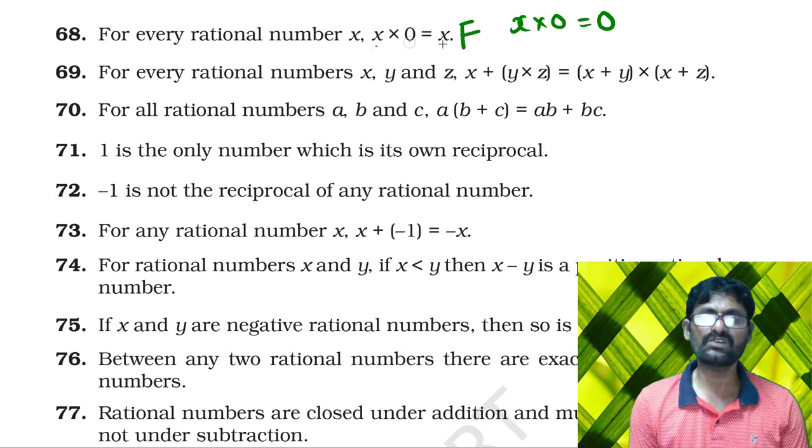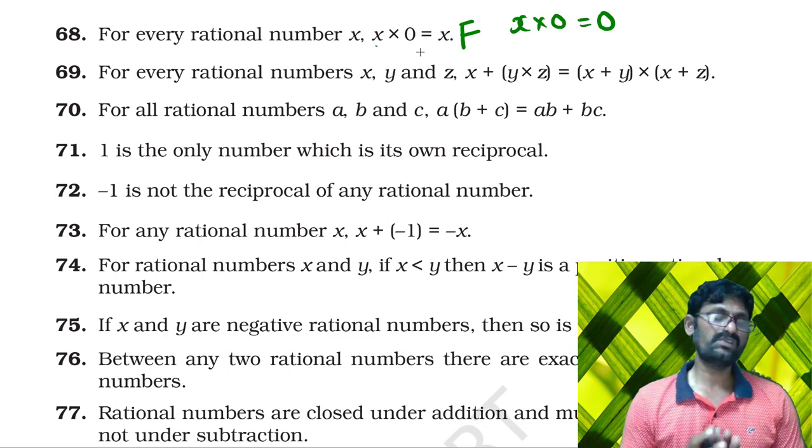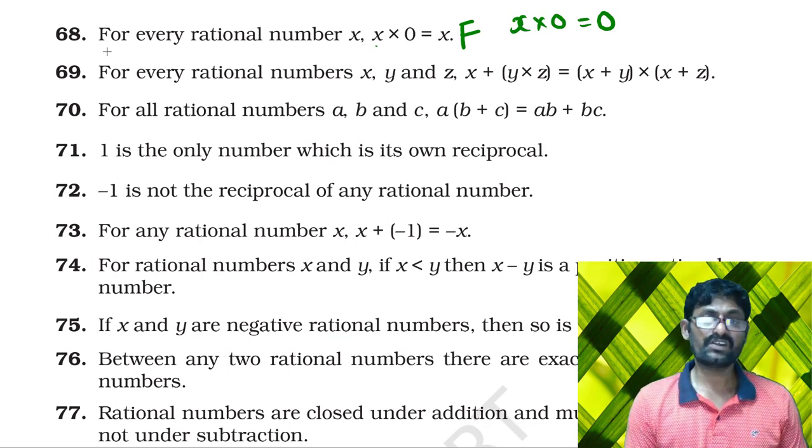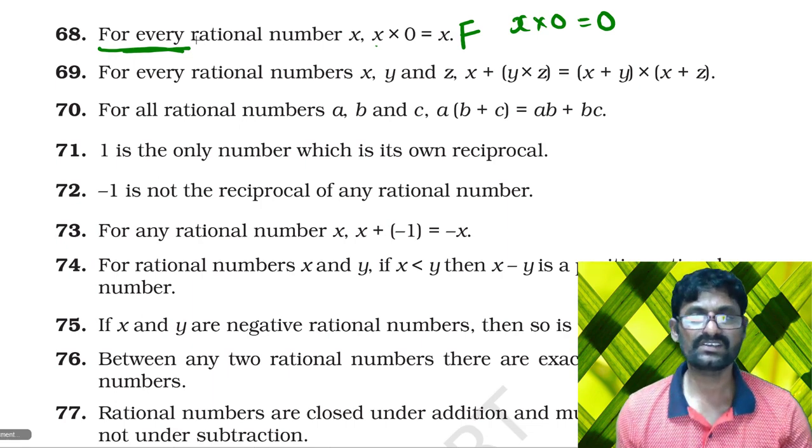That means x times 0 equal to 0, not x. When will x times 0 equal to x happen? When x equal to 0 only. When x equal to 0, then it is true. But for every rational number, that is what we are given. So it is a false statement.